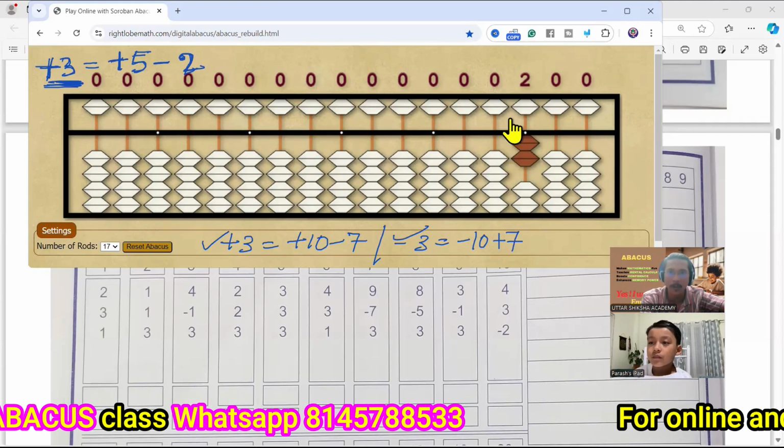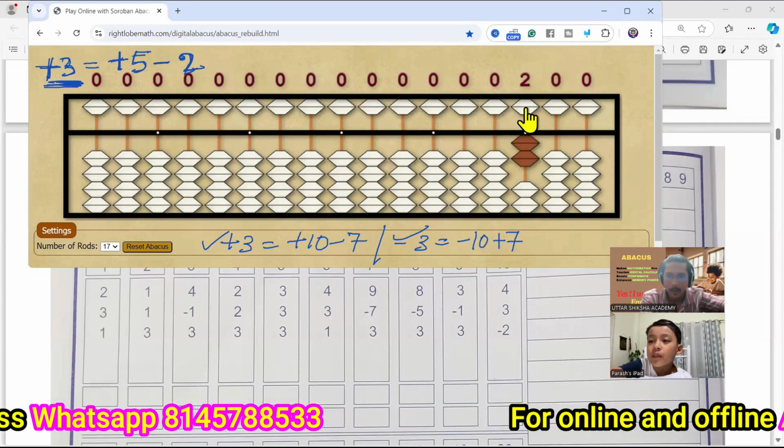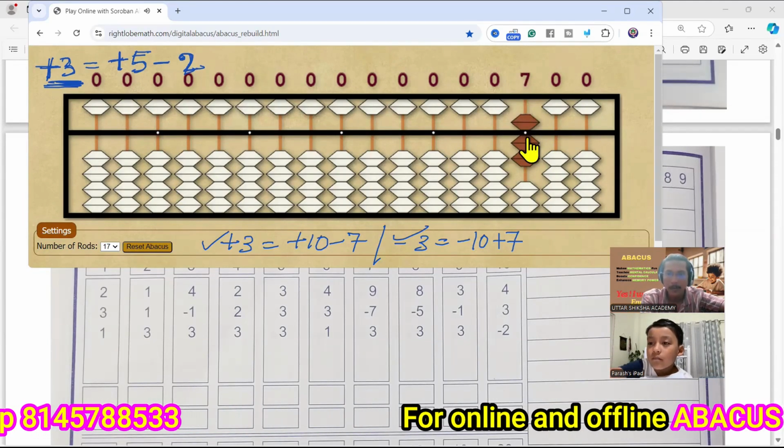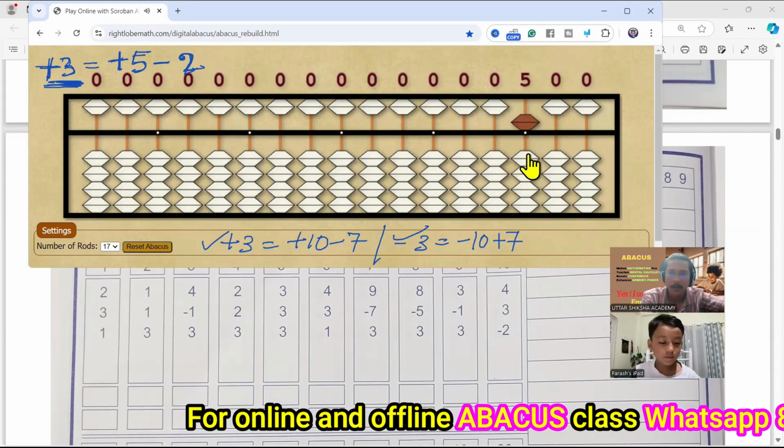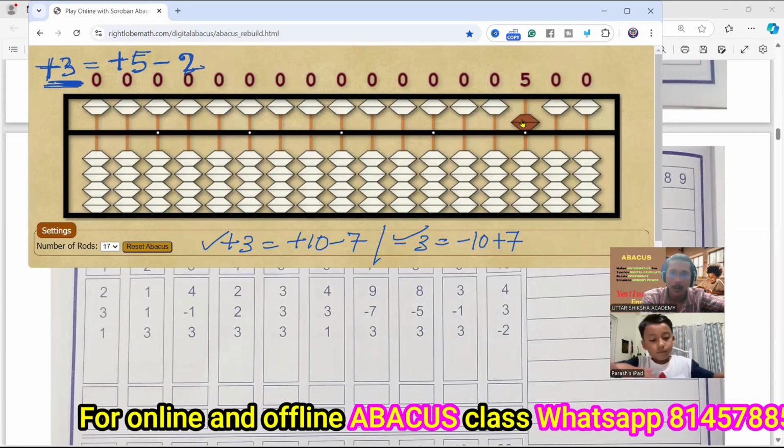So what will we do? We will take help from the sign. That is, do plus 5. Plus 5 minus 2. Yes. So what is the answer? 5. Very good.